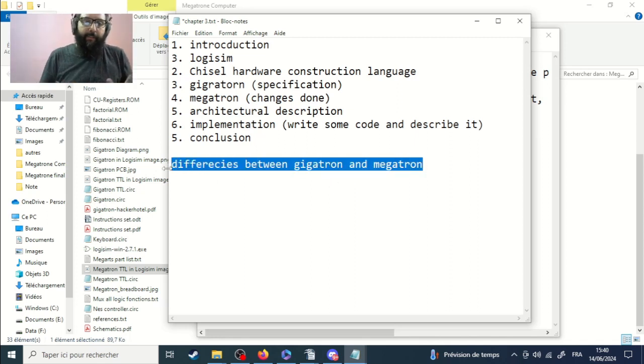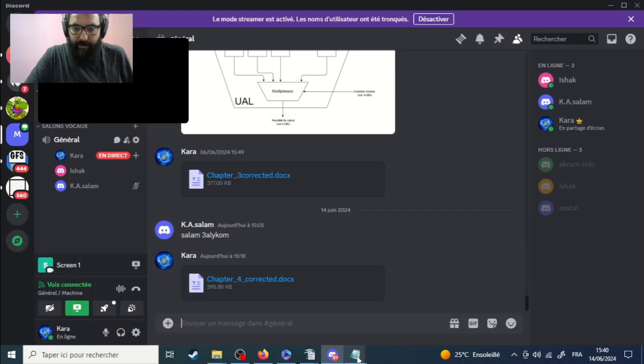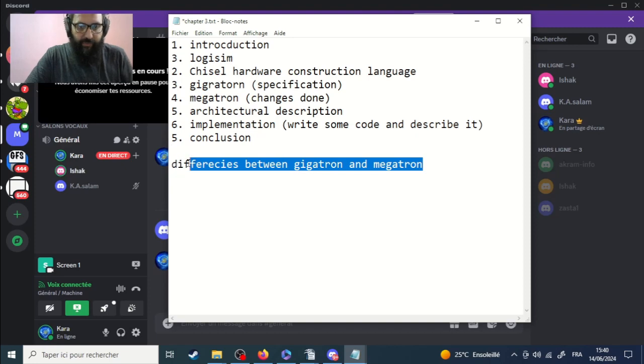You have to explain what it is. Add this point in chapter 3. There are no chapters in the presentation; they are all only points. You don't have to divide the presentation into many chapters. I'm talking about the differences between Gigatron and Megatron. Should I talk about them in chapter 3 or in the presentation? In the presentation. Yes, you have to add this point in the presentation, because you write it in chapter 3. It's just to explain.